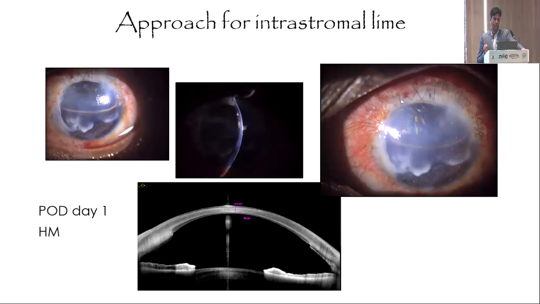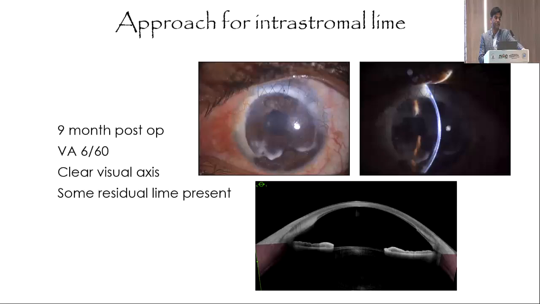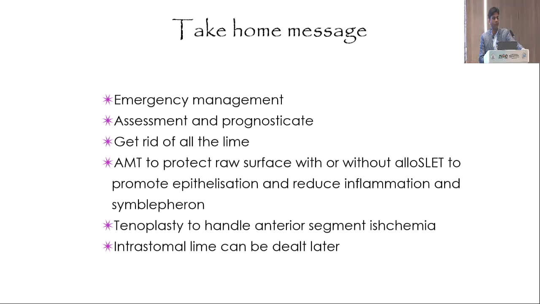You can see there was some clarity. There is a very well opposed posterior lamellar endothelial graft, and this is 9 months postoperative, and the vision was retained to 6/60 with a clear visual axis. There may be some residual lime in the periphery, but we should not bother about that because we made the visual axis very clear, and you can see the graft is also well opposed here.